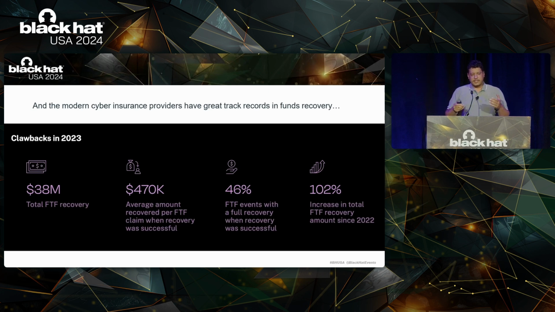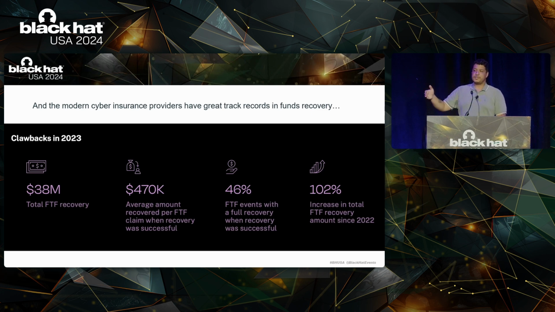And the interesting thing about FTF, again, the modern cyber insurance provider has a really great track record on getting funds clawed back. So often, if you have an FTF event and you don't have cyber insurance, you're going to maybe try to call your bank, maybe spend God knows how many hours in the wait line trying to get them to solve it for you.